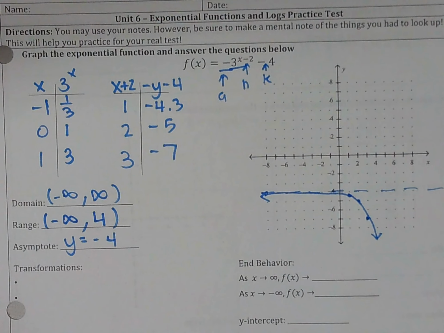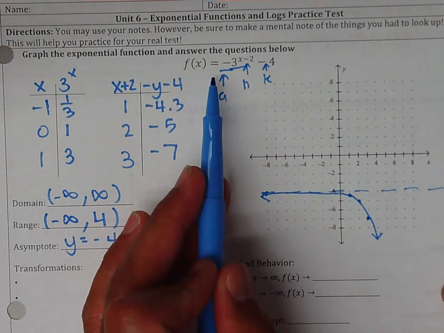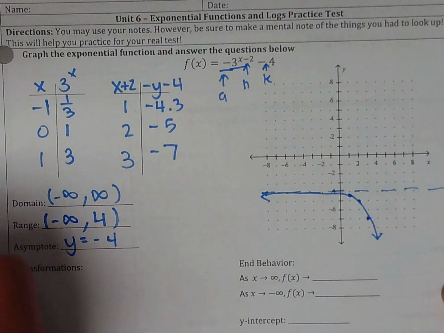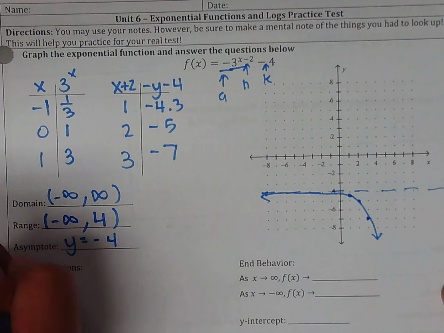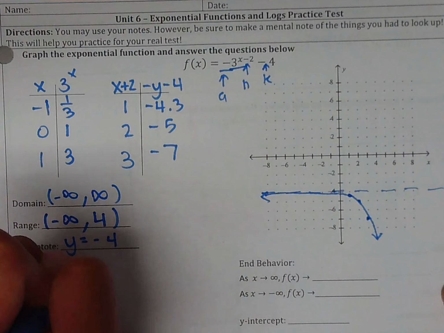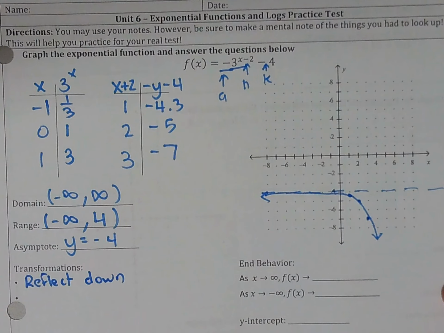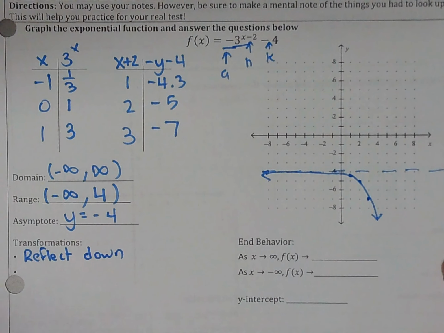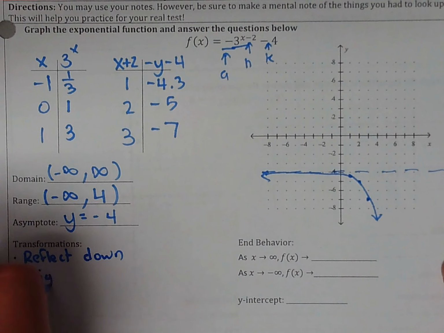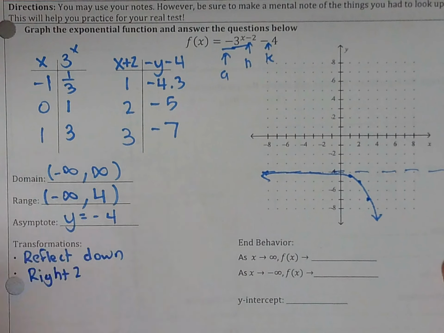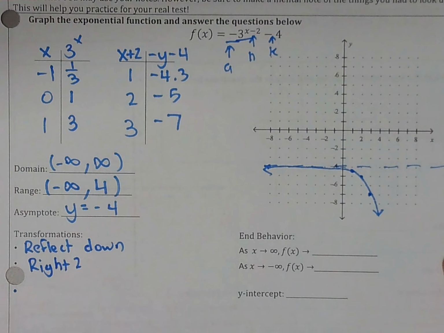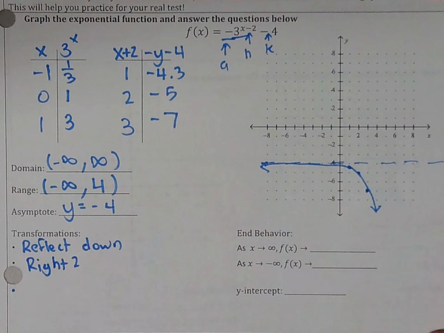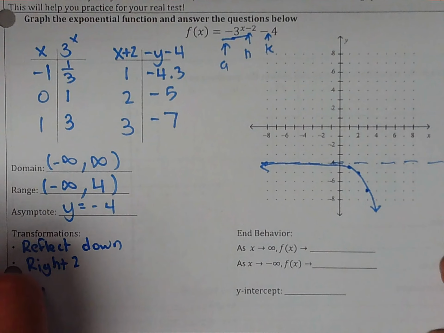All right, transformations. We are going to go ahead and look at our a. Our a tells us, well, it's a -1, so it tells us it's going to reflect down. All right, what else do we have? Well, we have that h, that 2 tells us it's going to move to the right 2. And there's one more transformation. That k tells us it's going to move down 4.